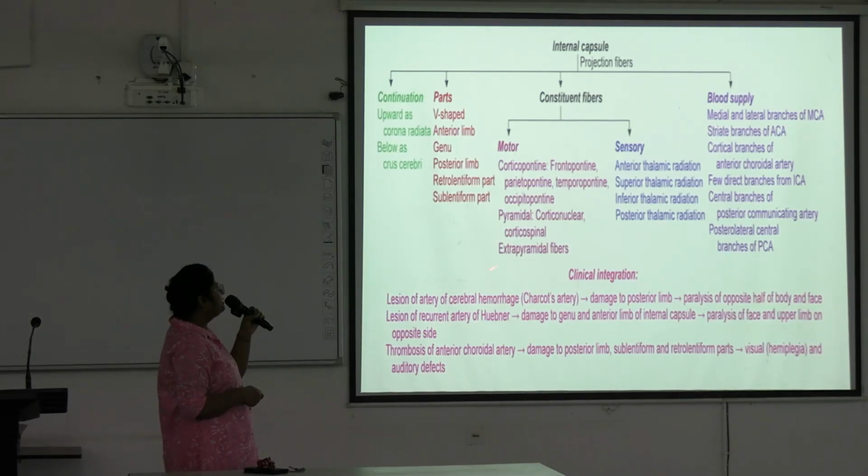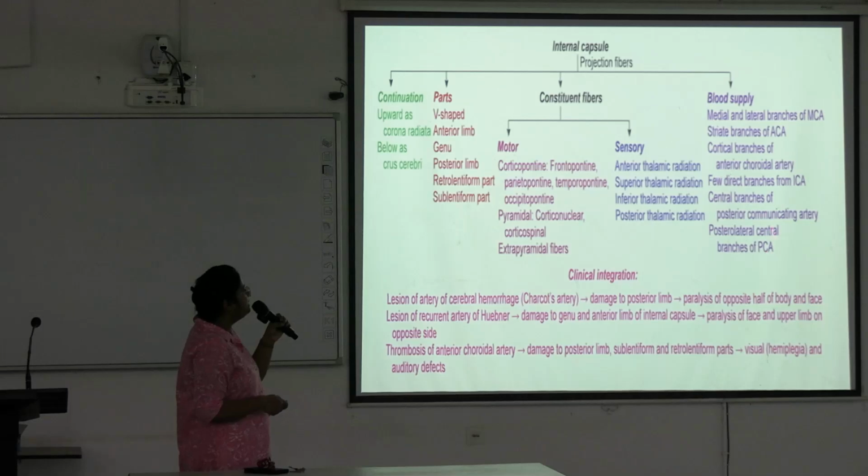And also there are extrapyramidal fibers. So these are the motor fibers of the internal capsule. Next are the sensory fibers. Sensory fibers are anterior thalamic radiation, superior thalamic radiation, inferior thalamic radiation and posterior thalamic radiation.